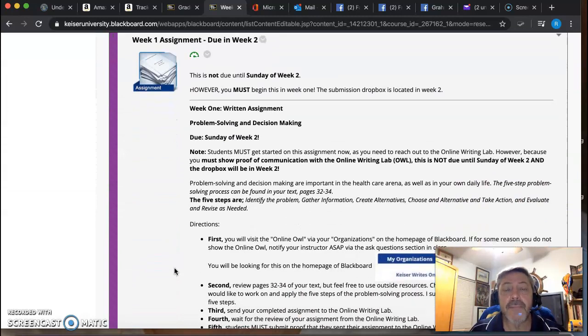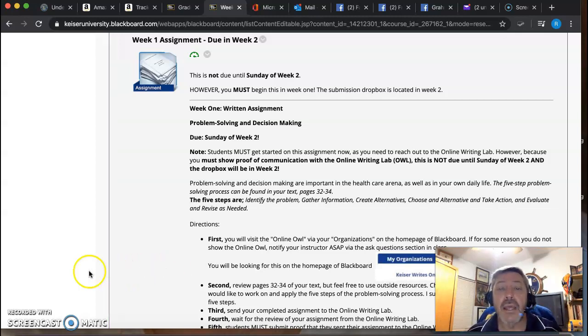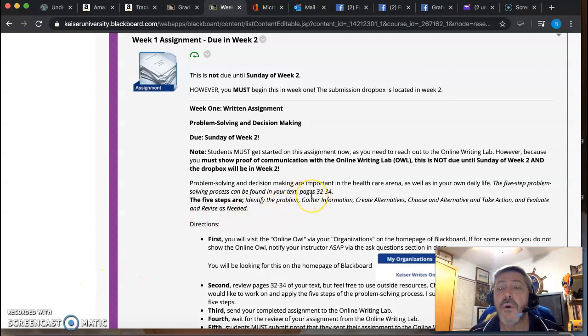Your week 1 assignment is not due until week 2. However, it is a written assignment and there are requirements in between now and the end of week 2. So what you must do is, on pages 32 through 34, you'll see the 5-step problem-solving process in the textbook. You will want to start writing your rough draft. You're going to pick out a personal problem in your life. It doesn't have to be healthcare related, whatever it might be, that you want to solve, and use the 5-step problem-solving process to do it.